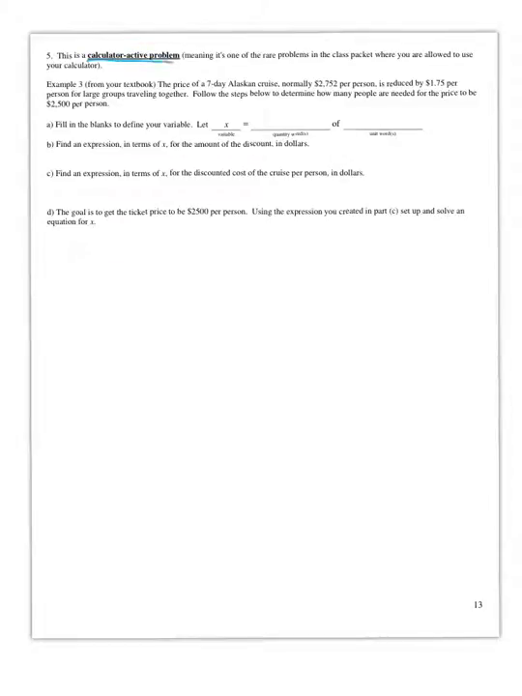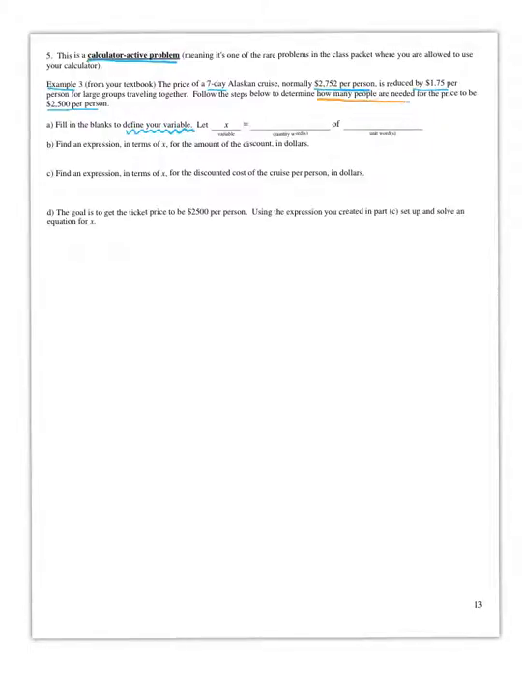Question 5. This one's a calculator active problem. Example 3. The price of a 7-day Alaskan cruise is normally $2,752 per person. It's going to be reduced by $1.75 per person for large groups. We're going to follow the steps to determine how many people are needed for the price to be $2,500 per person. Define a variable. To define a variable, I look back to see what the question was.